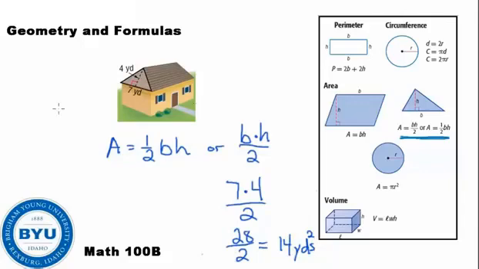We could have also asked you if it costs $5 per square yard, how much would the total cost of roofing this portion of the roof cost? And if that was the case, we would just take 14 square yards times $5, and we would have found out that we're spending $70 to do that portion of the roof.